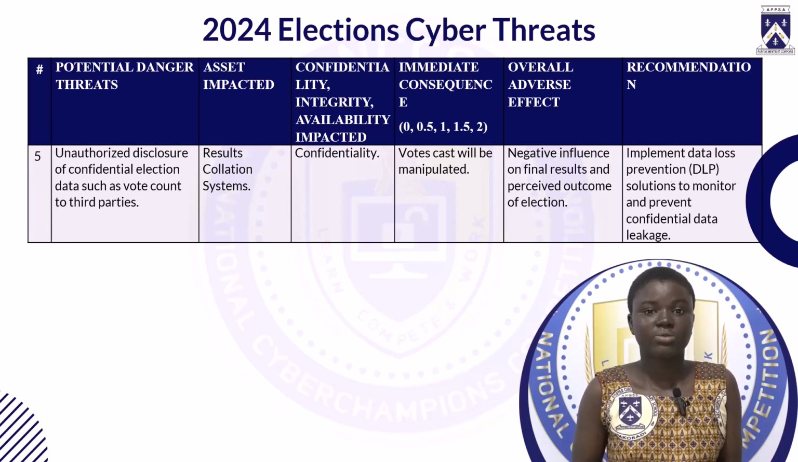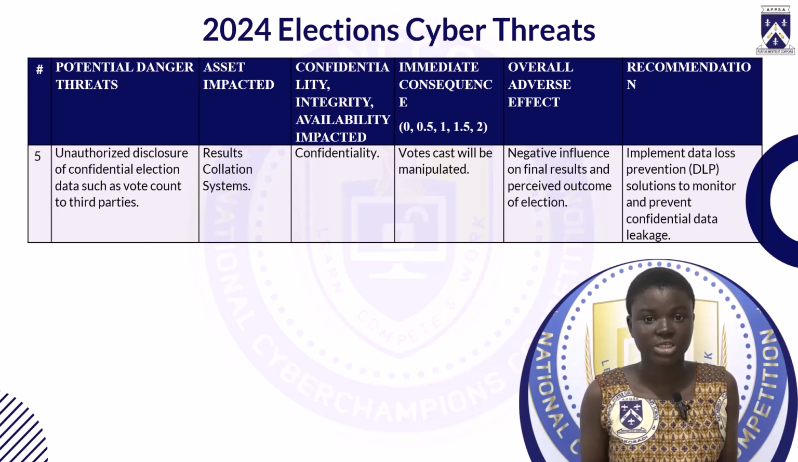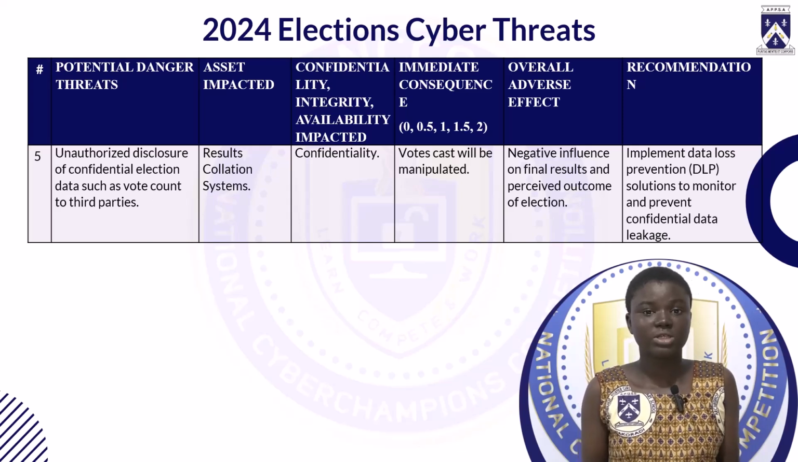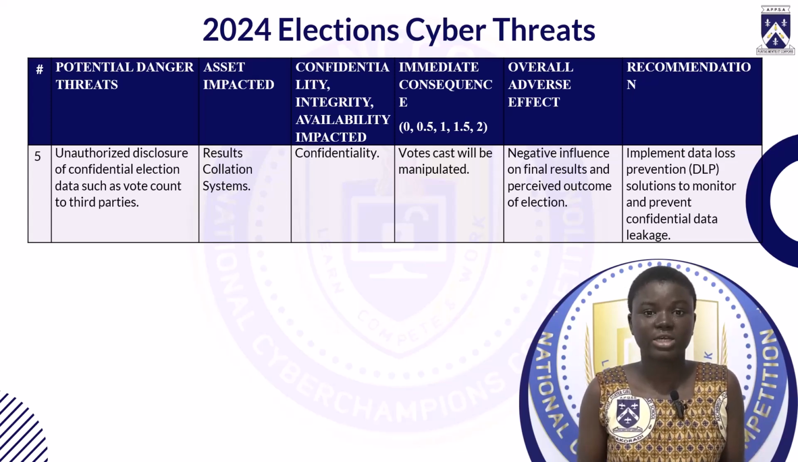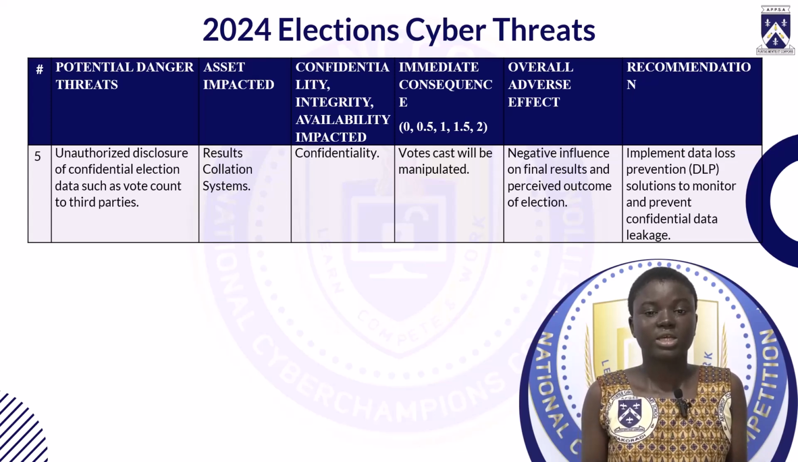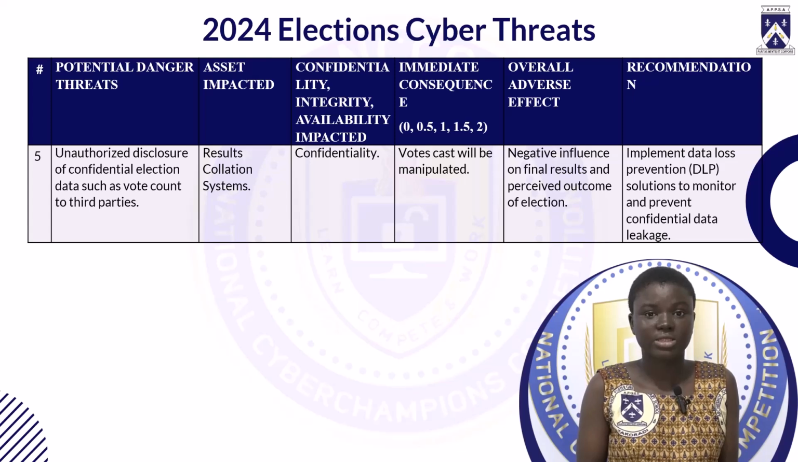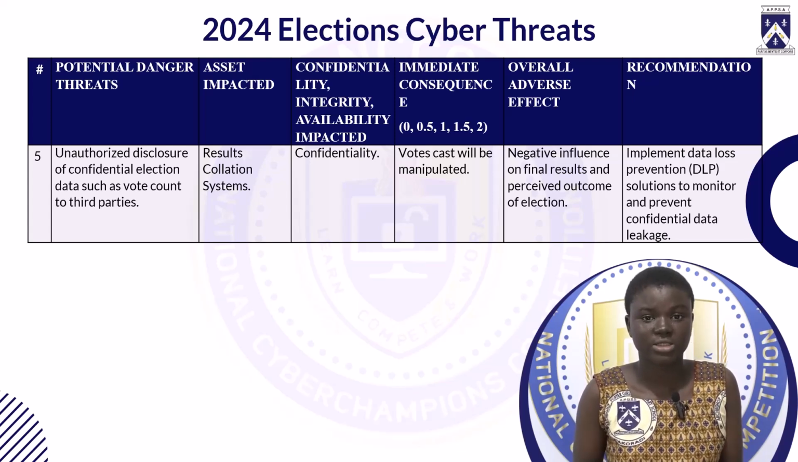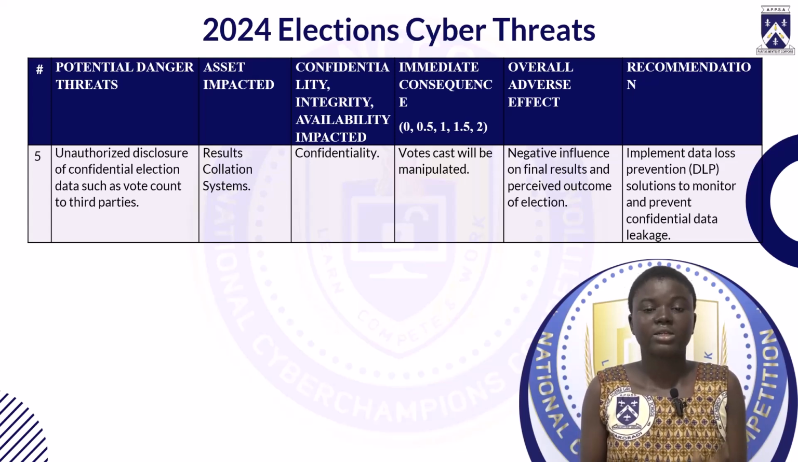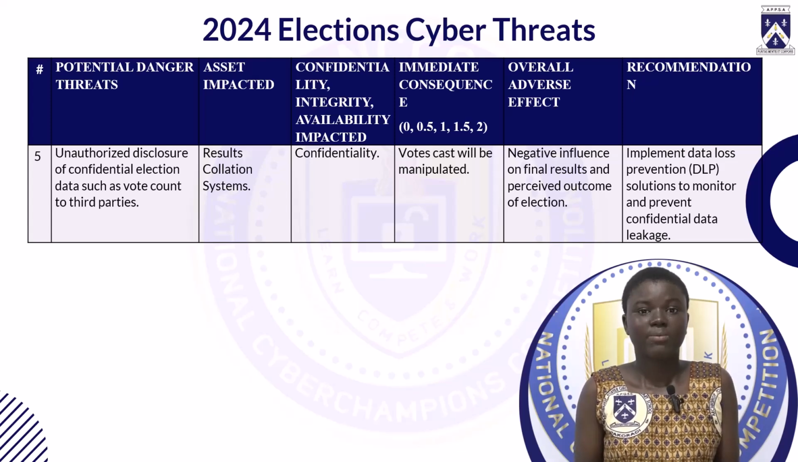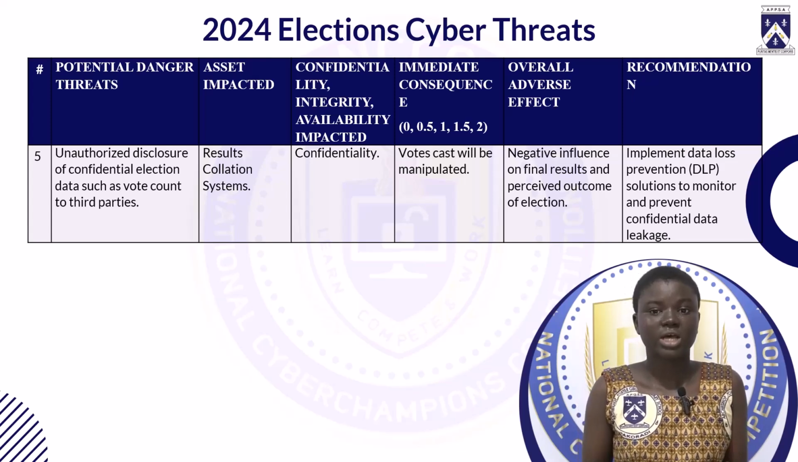My last point will be unauthorized access by malicious EC employees. Some malicious EC employees may get unauthorized access to the result collection system to leak confidential data, which could be the vote count, to external parties, and these external parties can base on the data to change the outcome or even influence political decisions. This could be prevented by implementing data loss prevention and monitoring.